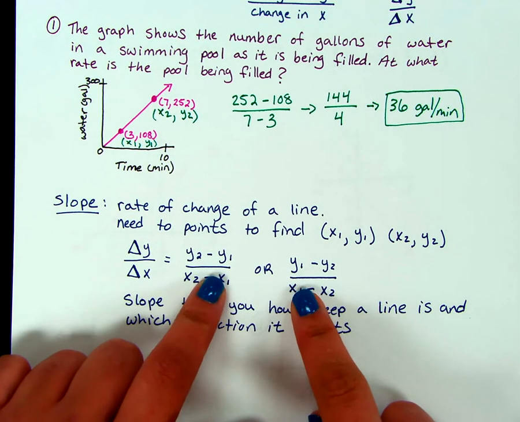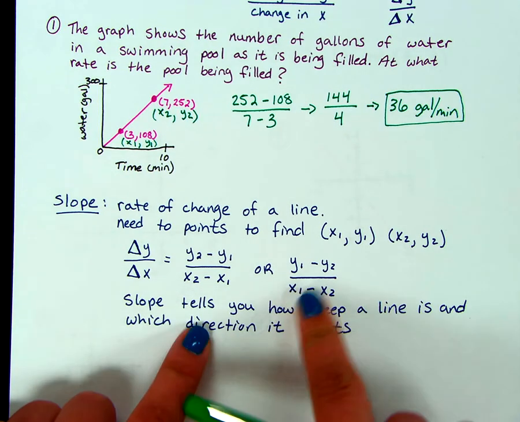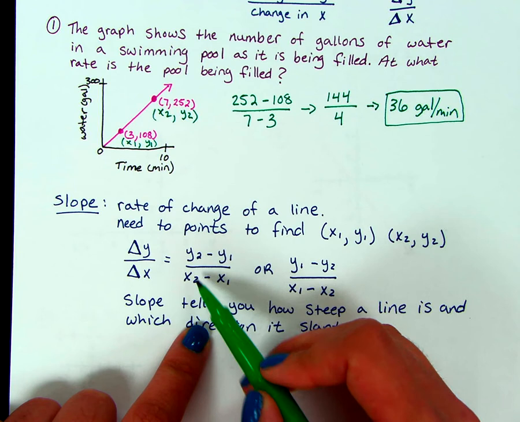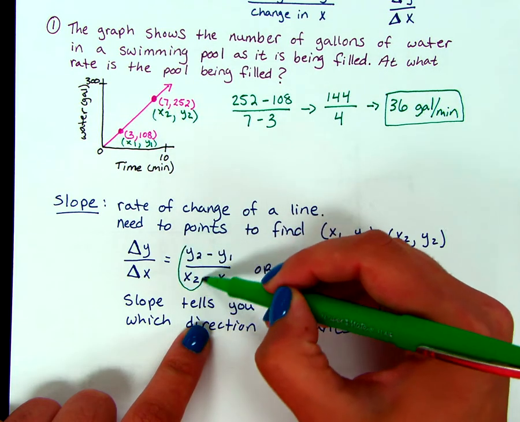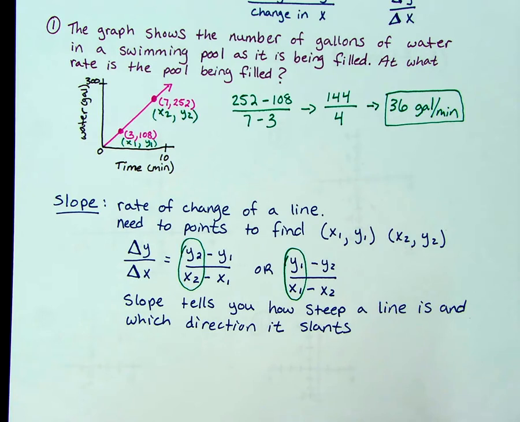Now really, the order that you subtract in does not matter. What matters is if you start with the second coordinate, that also matches. So the y2, x2 have to line up, or the y1, x1 have to line up vertically when you're doing this. This is the important part when we're doing the algebra.